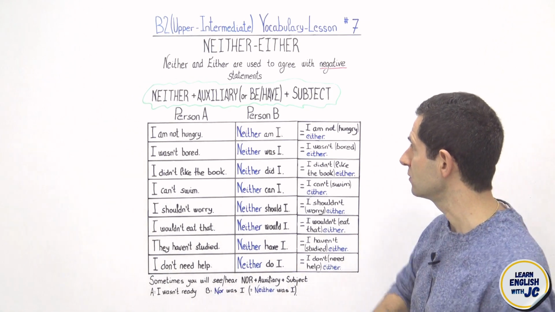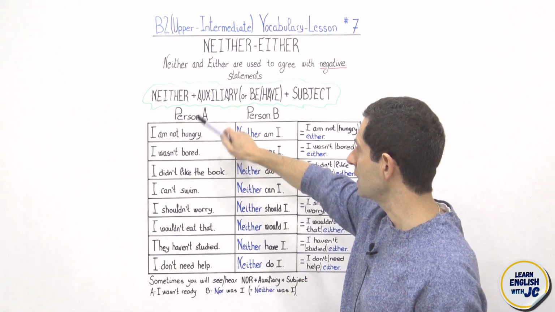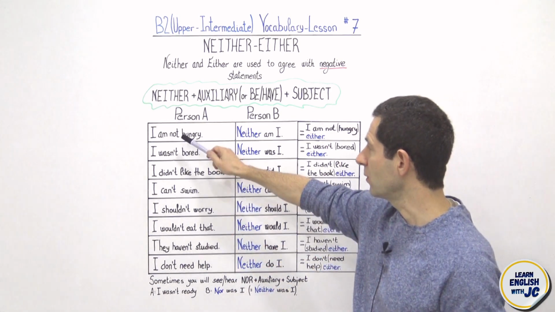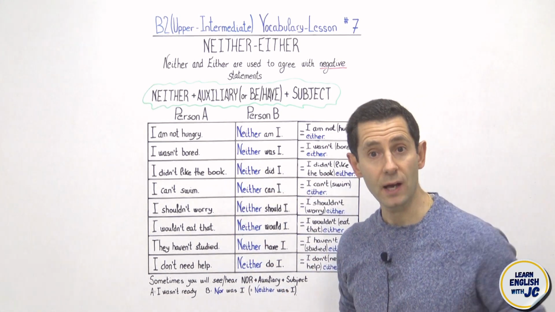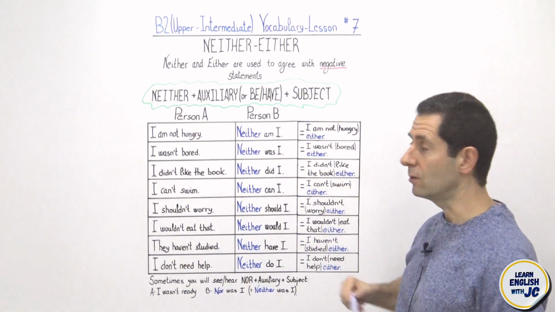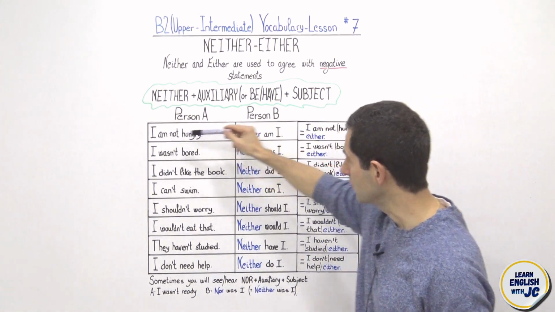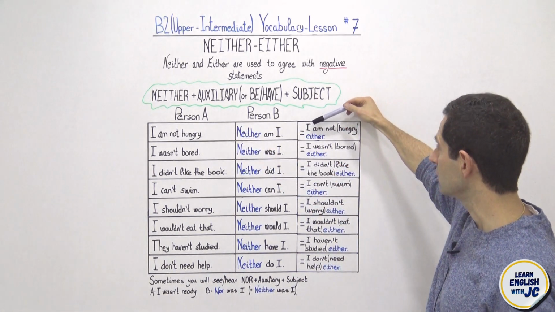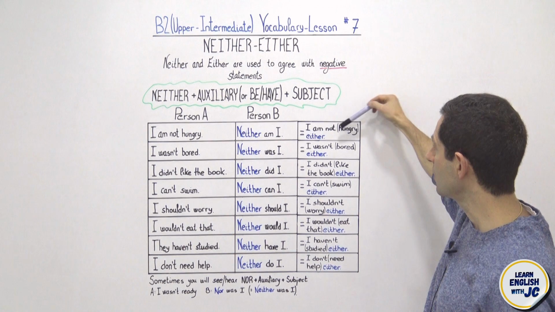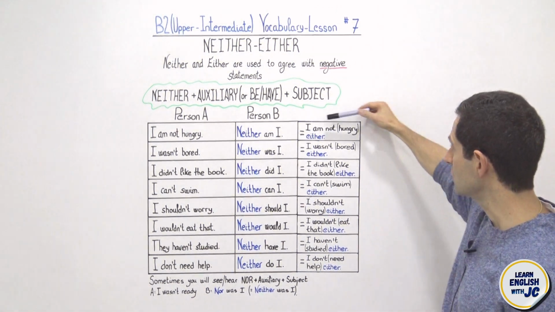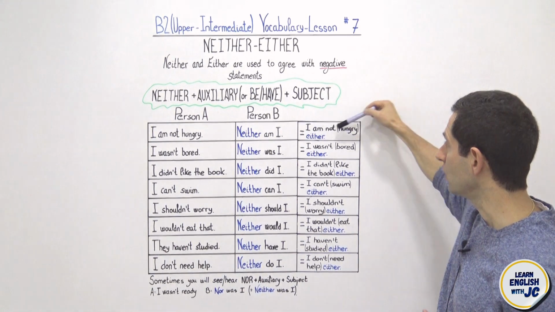Let's take a look at a few sentences. It's much easier to understand. Person A says this and person B says this or that. For example, a person says, hey, I am not hungry. Person B could say, neither am I. We're using the verb to be, the same verb here. Neither am I. Or you can also say, I am not hungry either, or you can drop the hungry. So in the last one you could say, I am not either, or I am not hungry either.